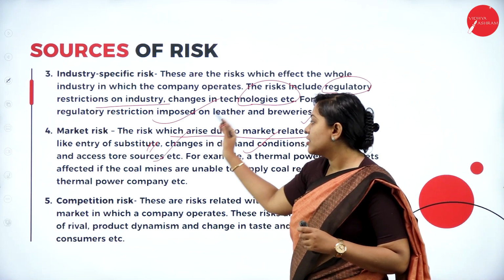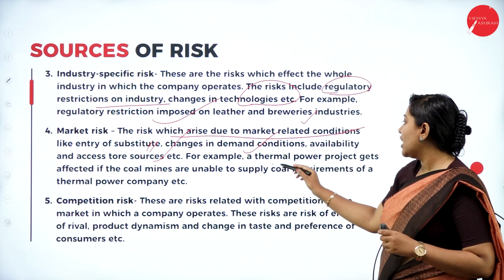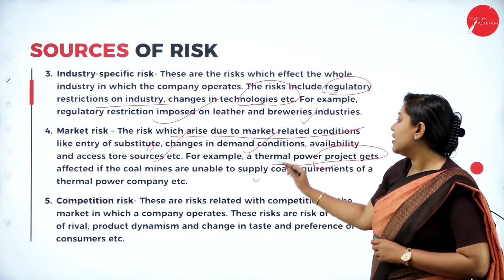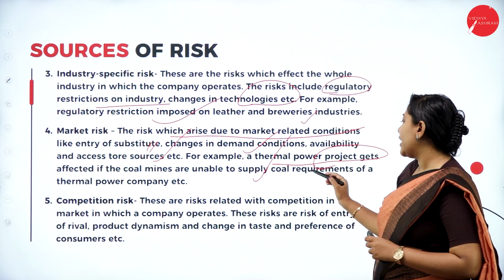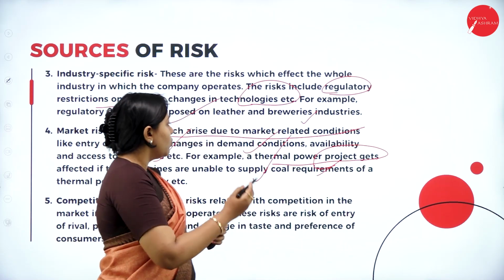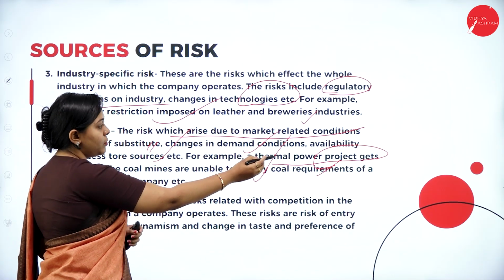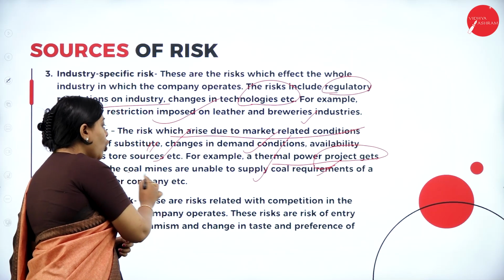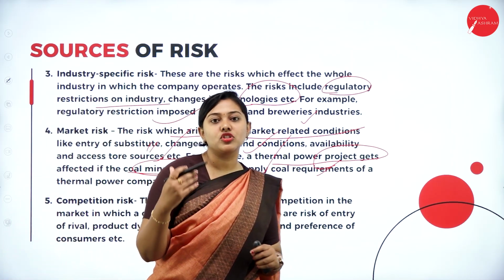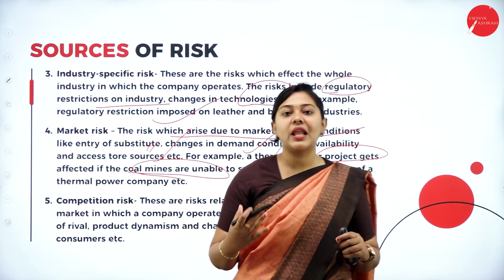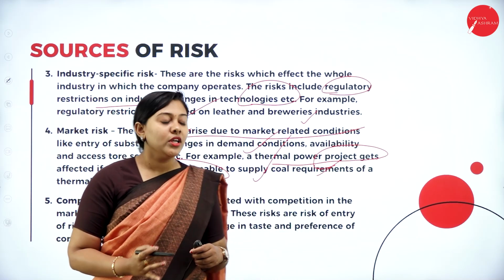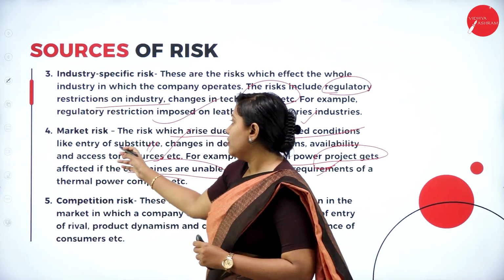Availability and access to core sources. For example, a thermal power project gets affected if the coal mines are unable to supply the coal requirement of the thermal power company. So how can they manufacture? If they don't supply the proper raw materials at the right time and the right place, the production will stop. So this is what we have as market risk.